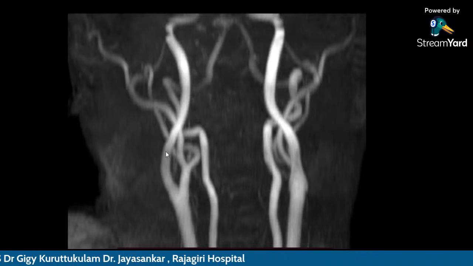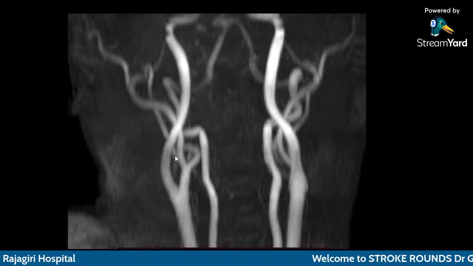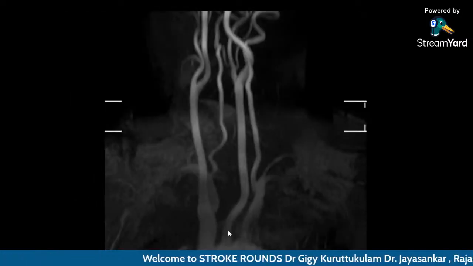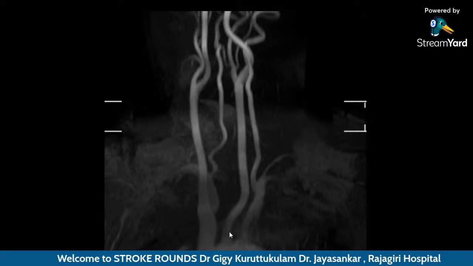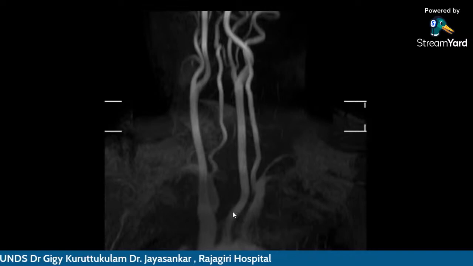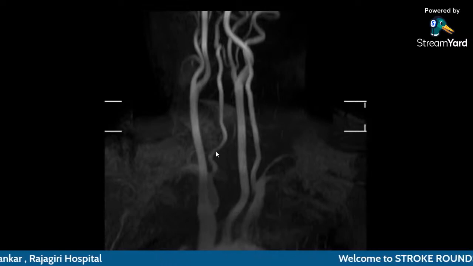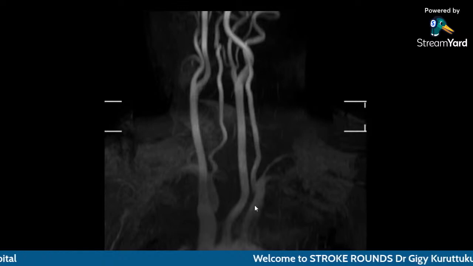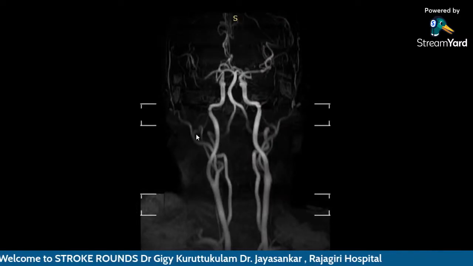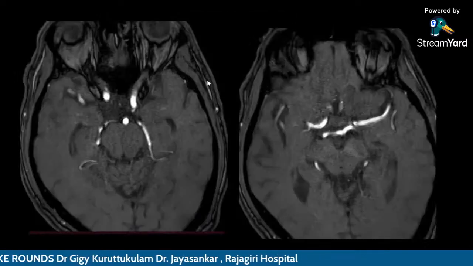The next possibility we were discussing was whether it is a carotid stenosis. The carotid artery is perfectly normal. There is no stenosis, and we have to look at the arch also. This is a normal arch, type 1 arch. The left common carotid artery is arising from the arch. This is the brachiocephalic, subclavian artery, vertebral artery, left subclavian artery, vertebral artery. So this is the complete MR angio showing the M1 disease.